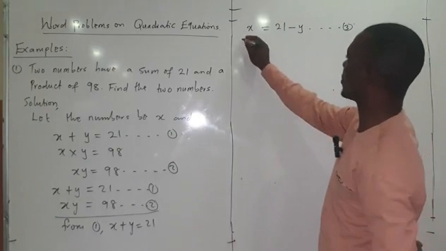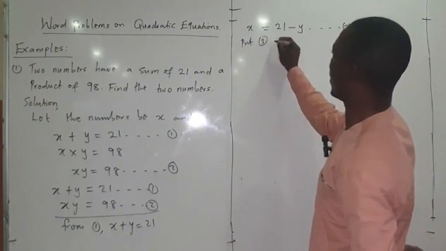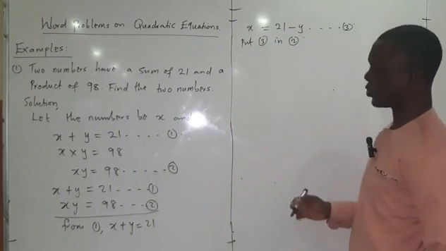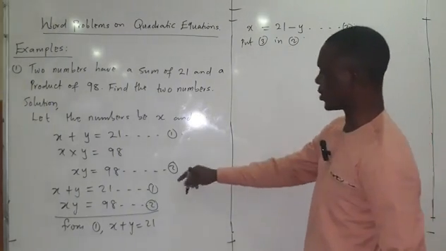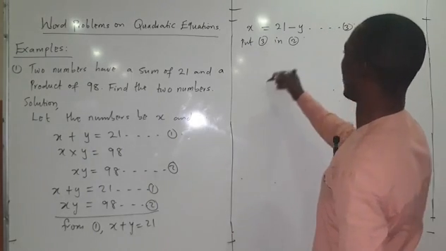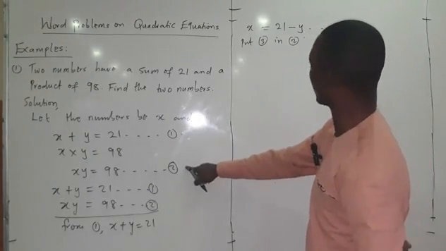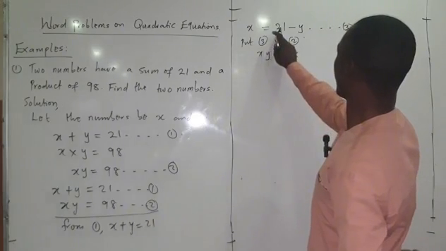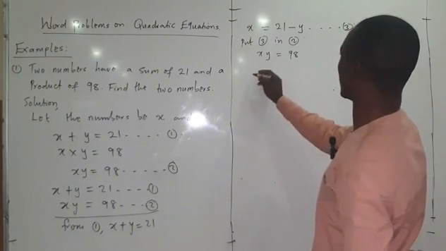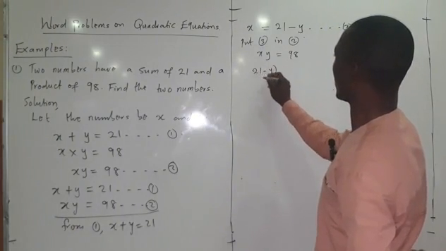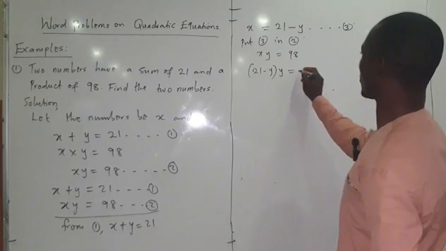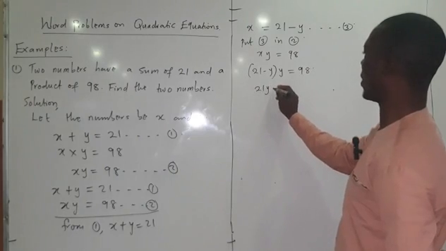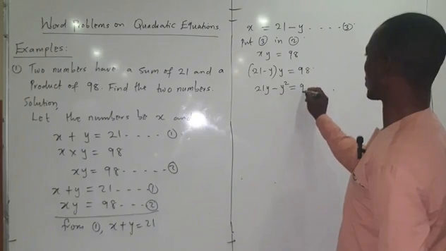So you can now substitute equation 3 into equation 2. It means anywhere we get X in equation 2, we put 21 minus Y there. Equation 2 is XY equals 98, then replace X with 21 minus Y. So we have 21 minus Y, multiplied by Y, equals 98. Open the bracket, we have 21Y minus Y squared equals 98.